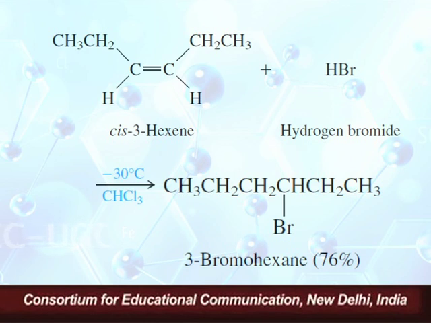In such a case, when we carry out the reaction with HBr, the Br or the H can add to either of the carbon atoms, resulting in the formation of 3-bromohexane, and the yield is 76%. The reaction is carried out in presence of chloroform at minus 30 degrees Celsius.